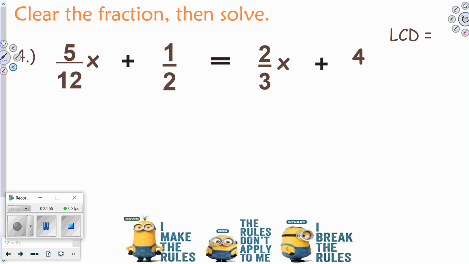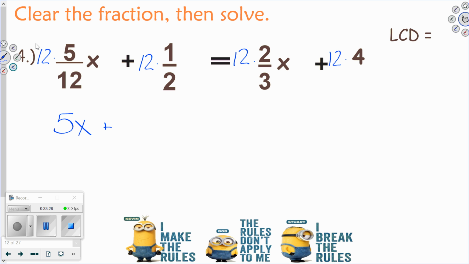All right, guys. So what's the LCD? It's 12. So we have to multiply everything by 12. Even that 4 on the end, again, if I buy 2 of my kids a cookie and not the other one, you can't do that. You have to make sure that every single thing gets multiplied. So 12 divided by 12 is 1 times 5 is 5, and then don't lose the x.